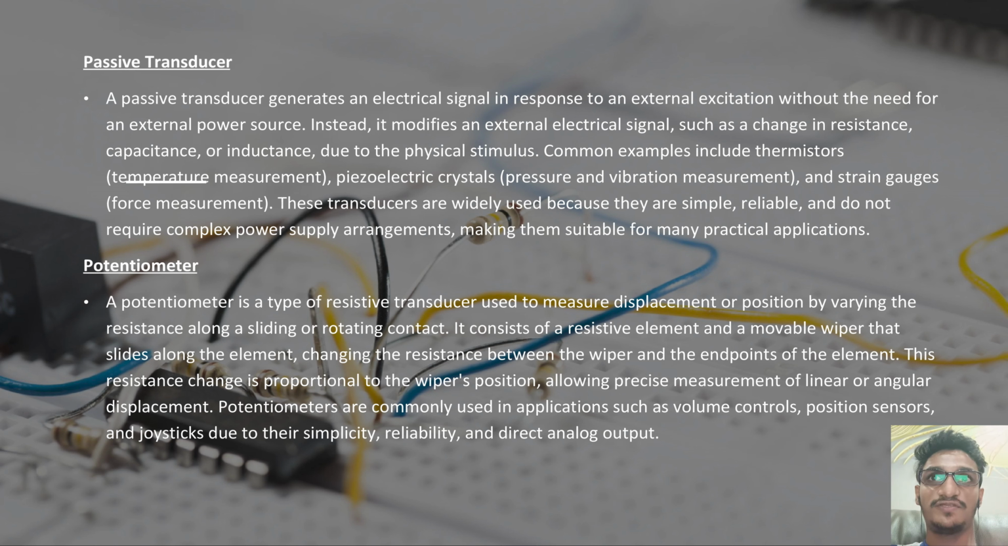The next is potentiometers. Potentiometers are a specific type of resistive transducer used to measure displacement or position. They work by varying resistance along a sliding or rotating contact. This resistance change is proportional to the wiper's position, allowing precise measurement of linear or angular displacement. Potentiometers are commonly used in volume controls, position sensors, and joysticks due to their simplicity and reliability.